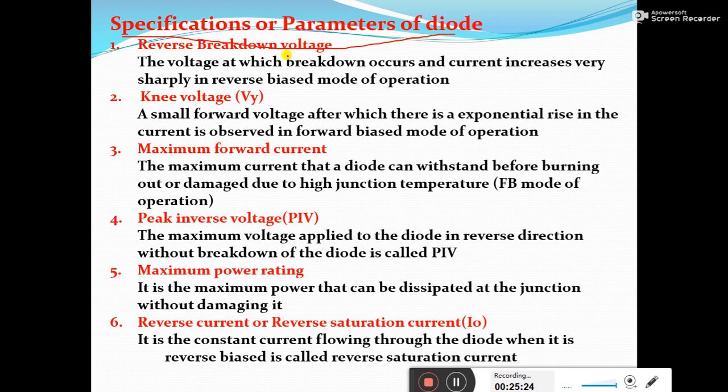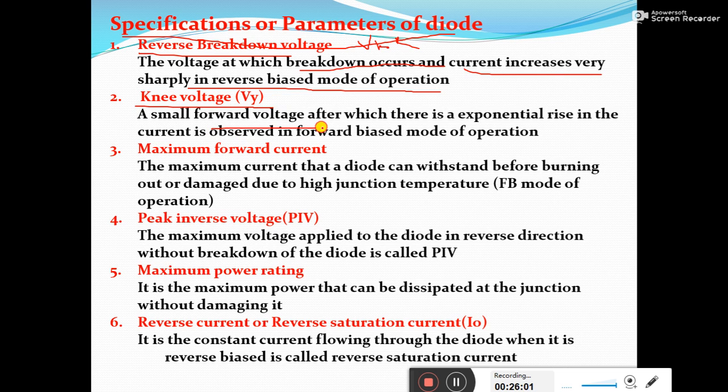So whenever we want to purchase a new diode from the market, or whenever we want to compare the diodes with another diode, these are the few parameters you should look for. Very first one is the reverse breakdown voltage, the voltage at which breakdown occurs and the current increases very sharply in the reverse bias mode of operation, represented by VBR.